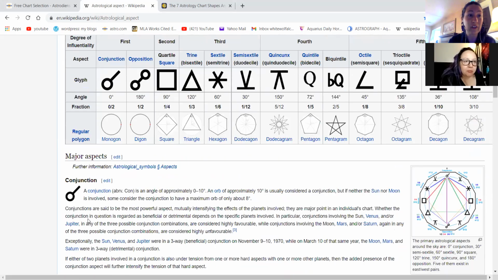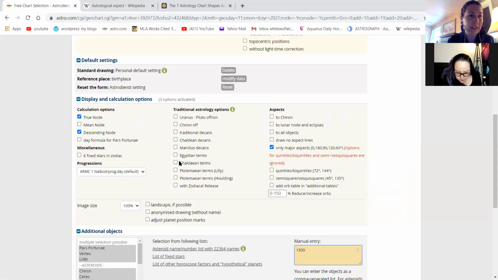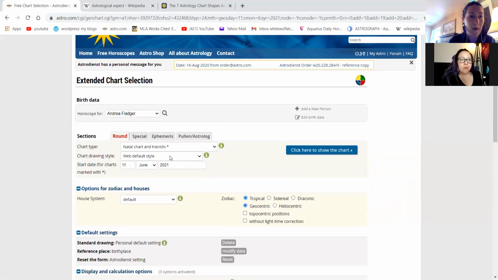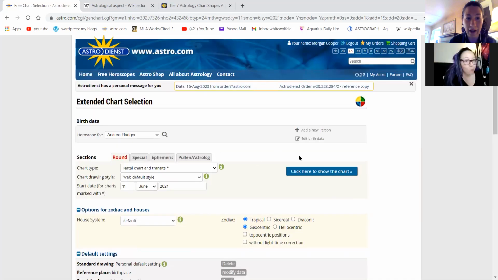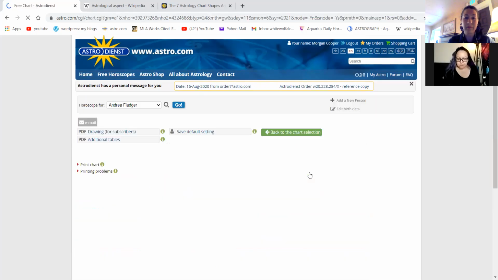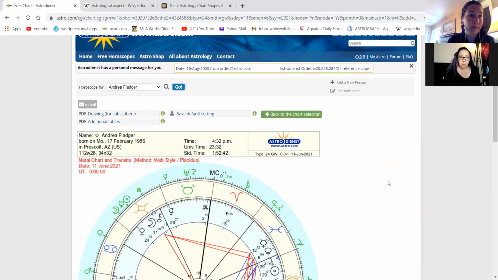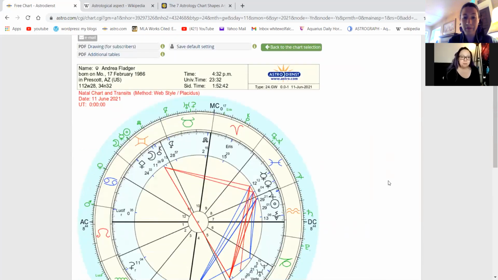So now let's look at your conjunctions in your chart. Can you see this astro.com page, or do I have to reshare it? Nope, I can see it. Okay, good. Trying to figure this out. So you can see your chart. Okay, great.